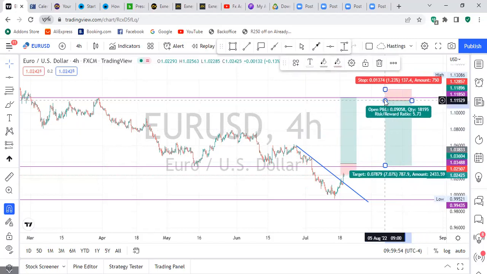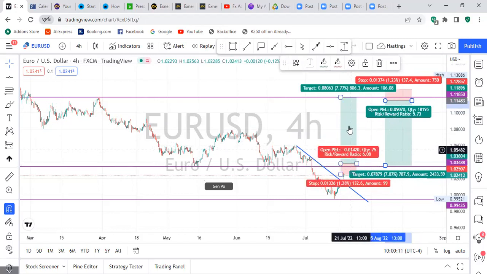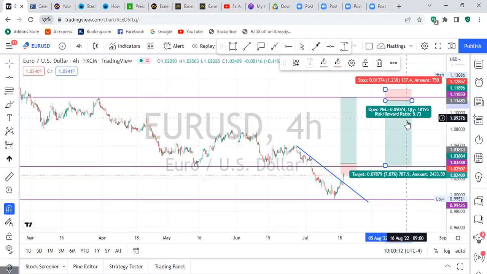You enter here. The price tested this resistance and it came down, and we've got confirmation that it is going down. And you take profit here. So you make money both ways. You make money by buying or by selling, if your analysis is correct. You buy, you make money; you sell, you make money.